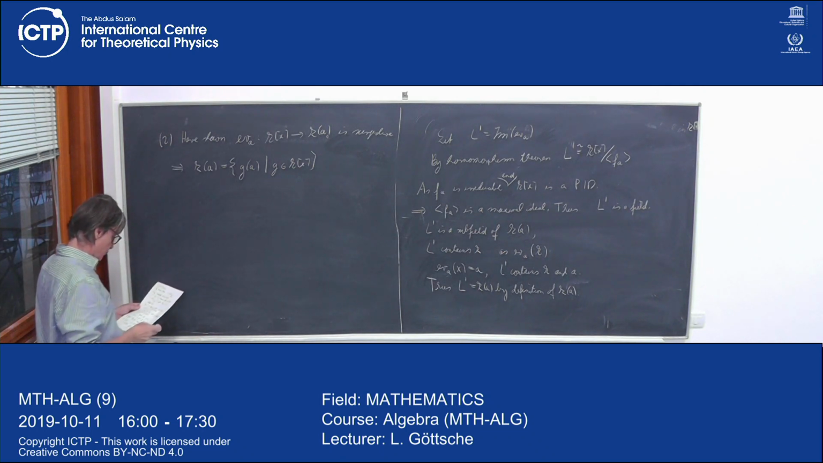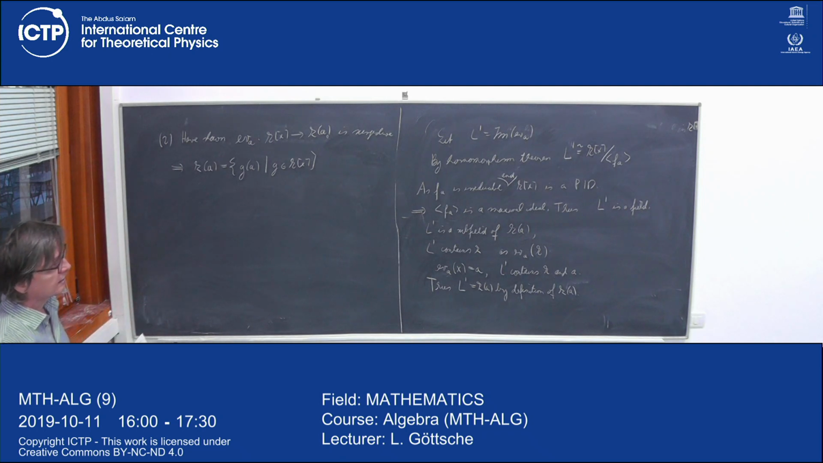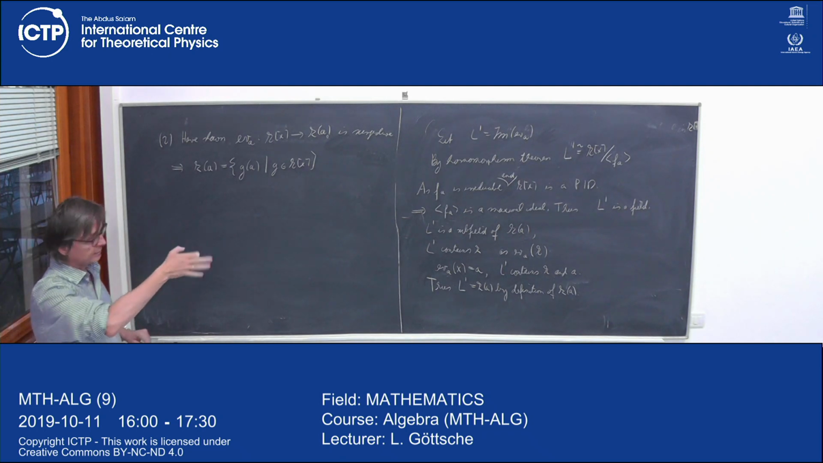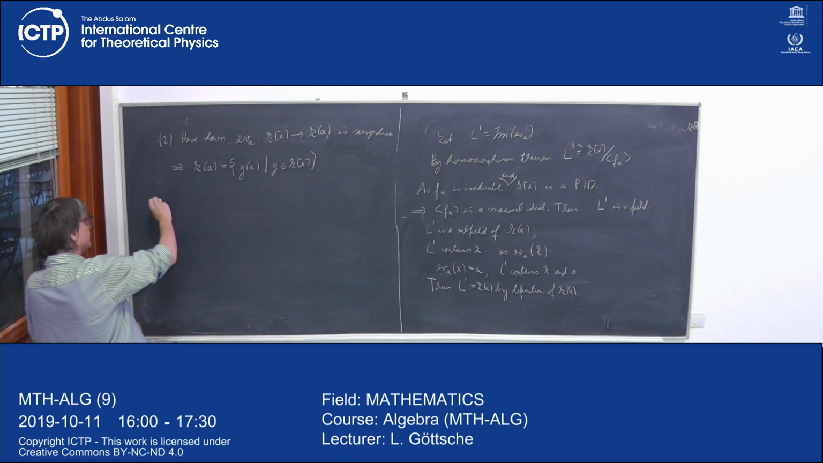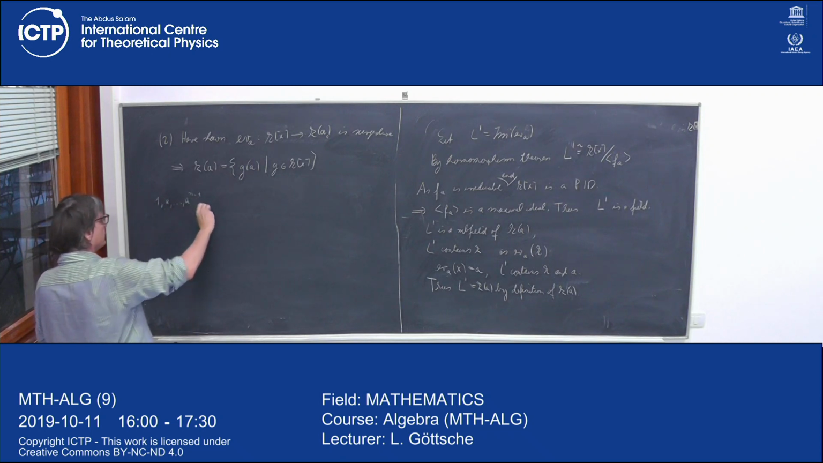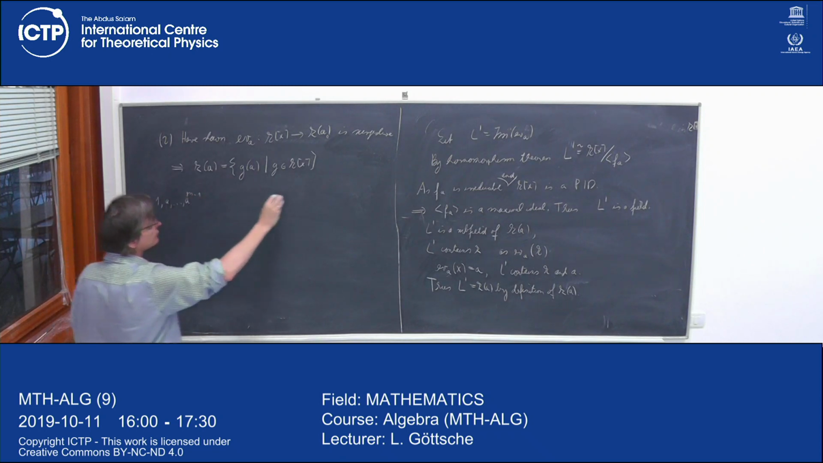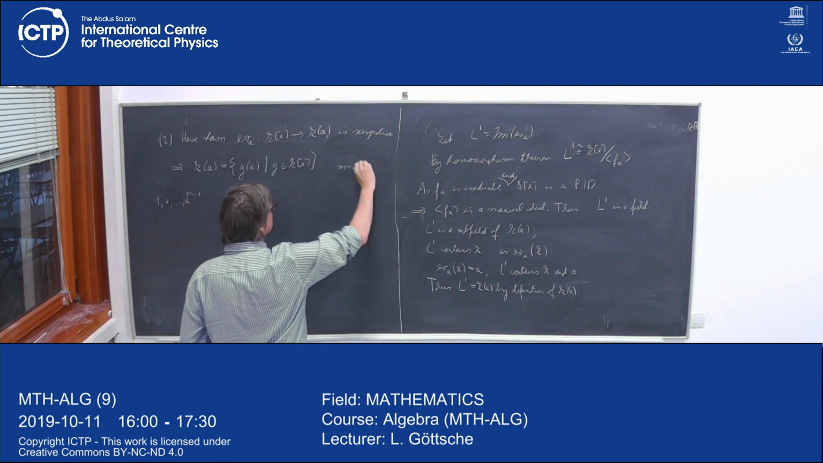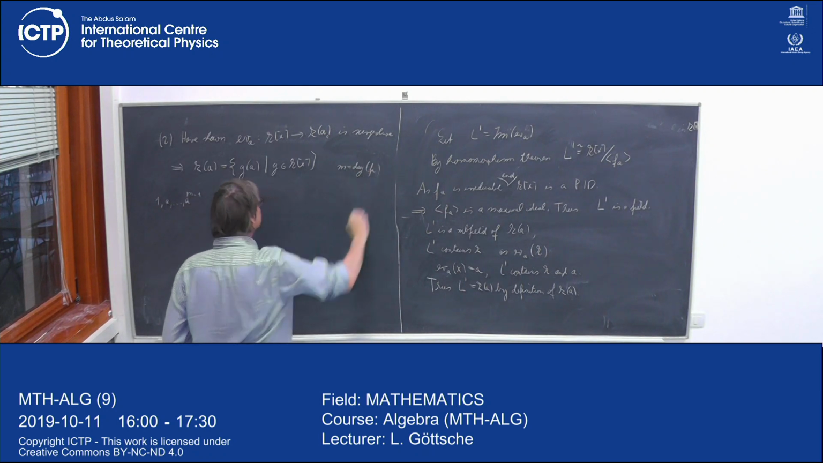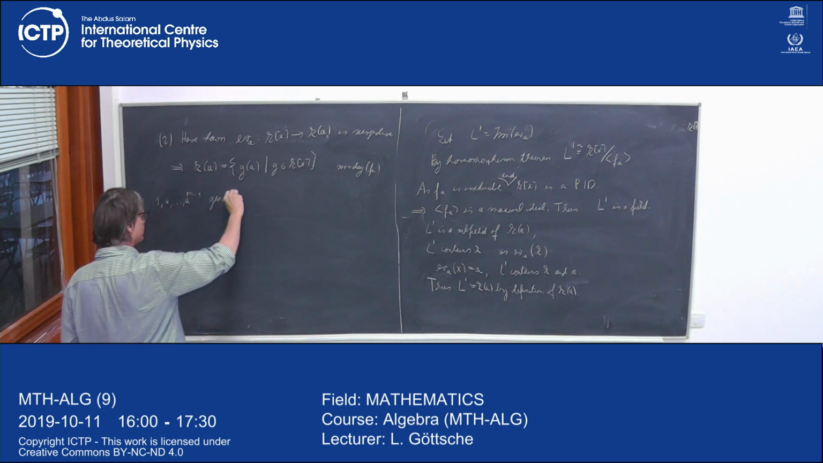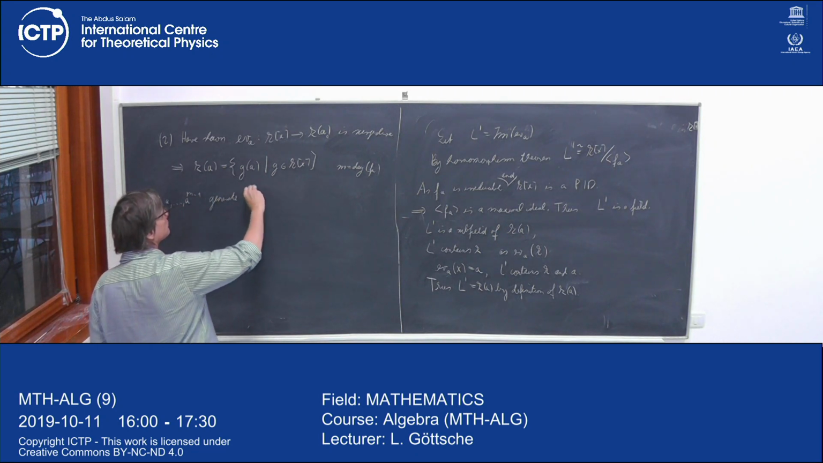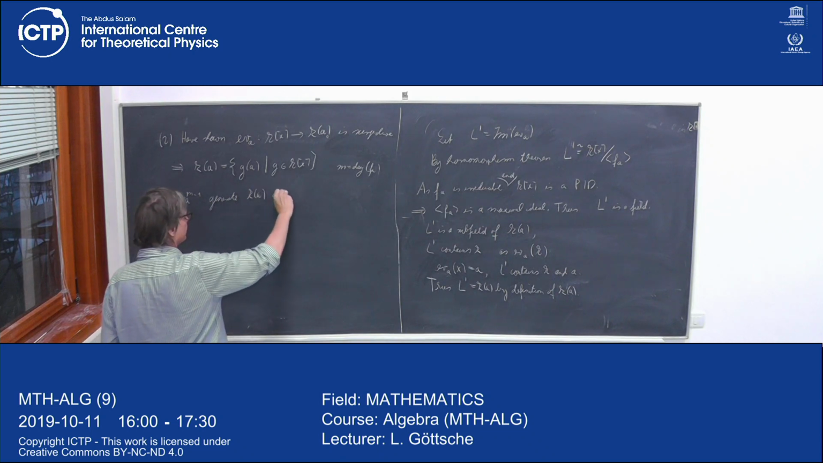So now we want to show that the statement was that 1 until a^(m-1) are a basis. So first, 1, a, up to a^(m-1), where m was the degree of a, generate K(a) as a K vector space.